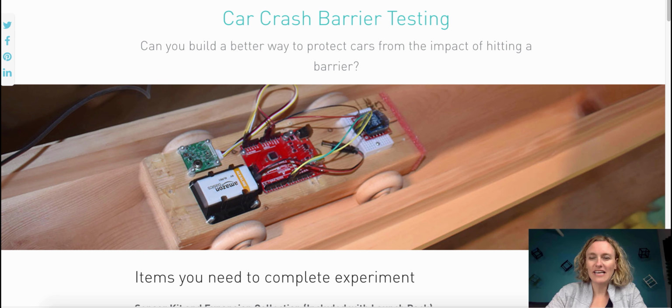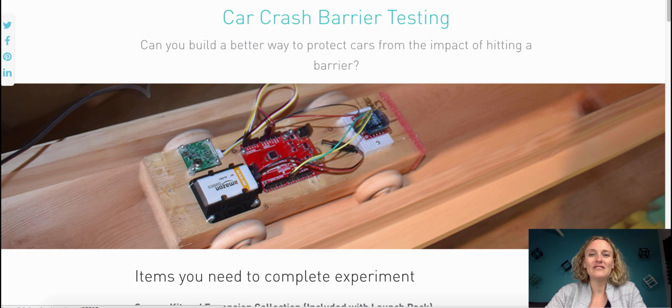Car crash barrier testing is an experiment that has the students building a barrier that will absorb shock from an impact of a car rolling down a ramp. The students will use data from the accelerometer to determine whose cushion absorbs the most force from the impact.